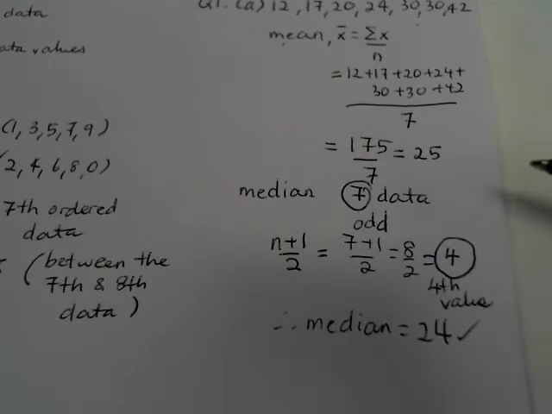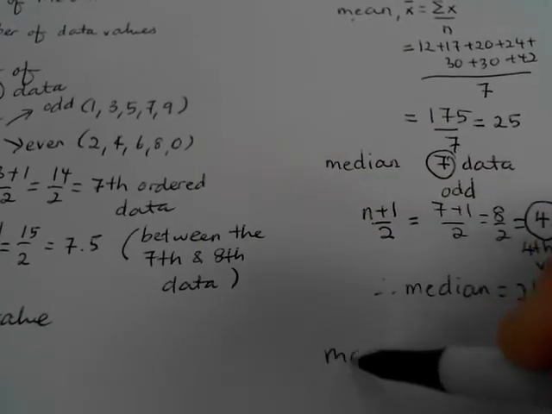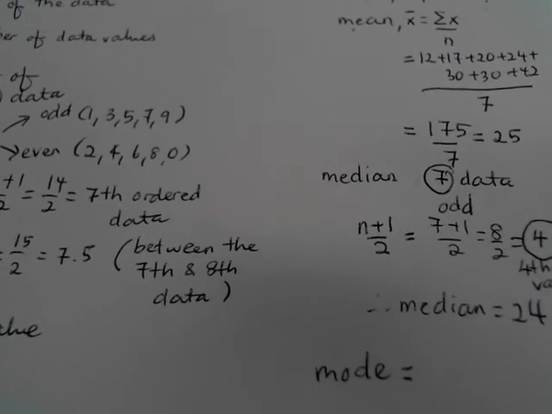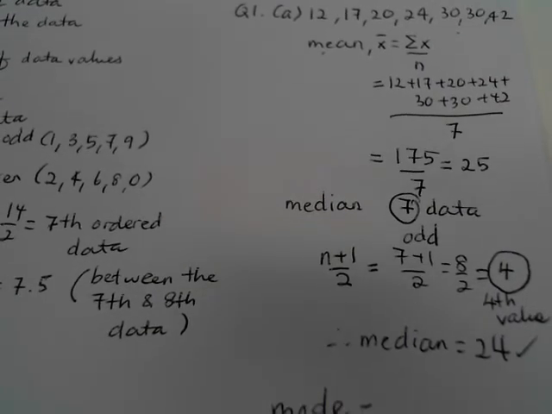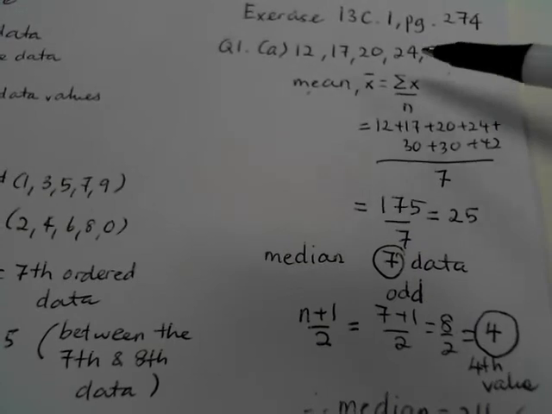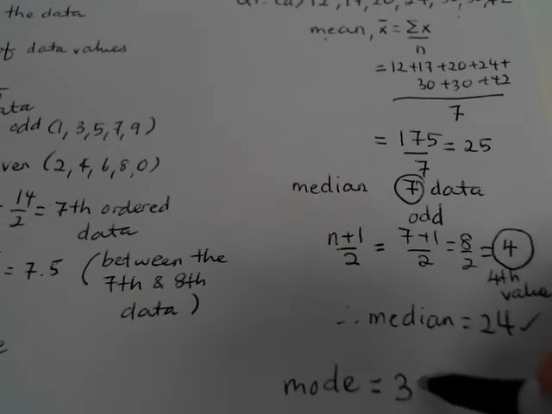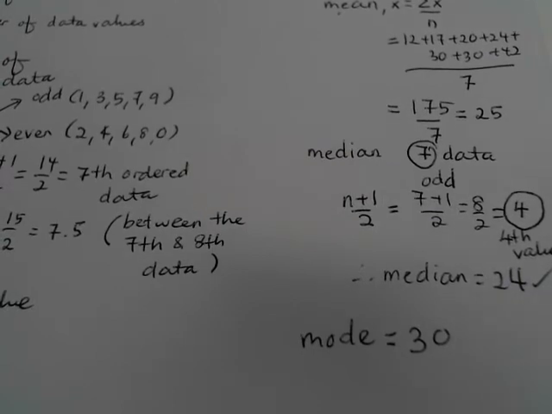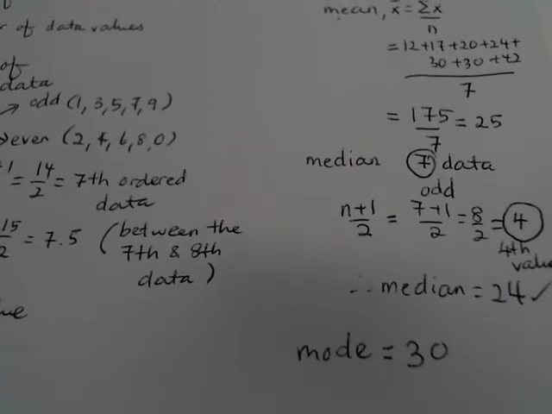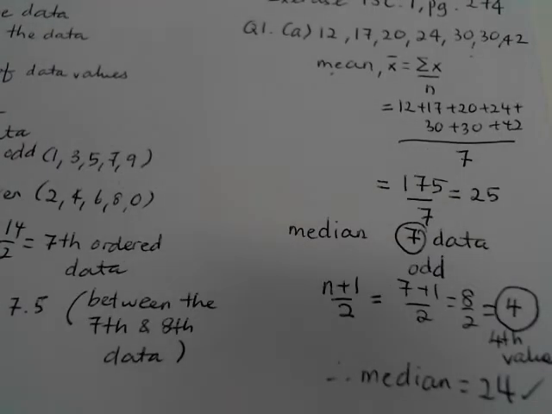Now in terms of the mode, we spoke about the mode being the most frequent data appearing. So let's have a look here. 30 is the correct answer. All right, is everyone clear with this so far? This is just the basic I'm giving to you guys. This is just the basic.